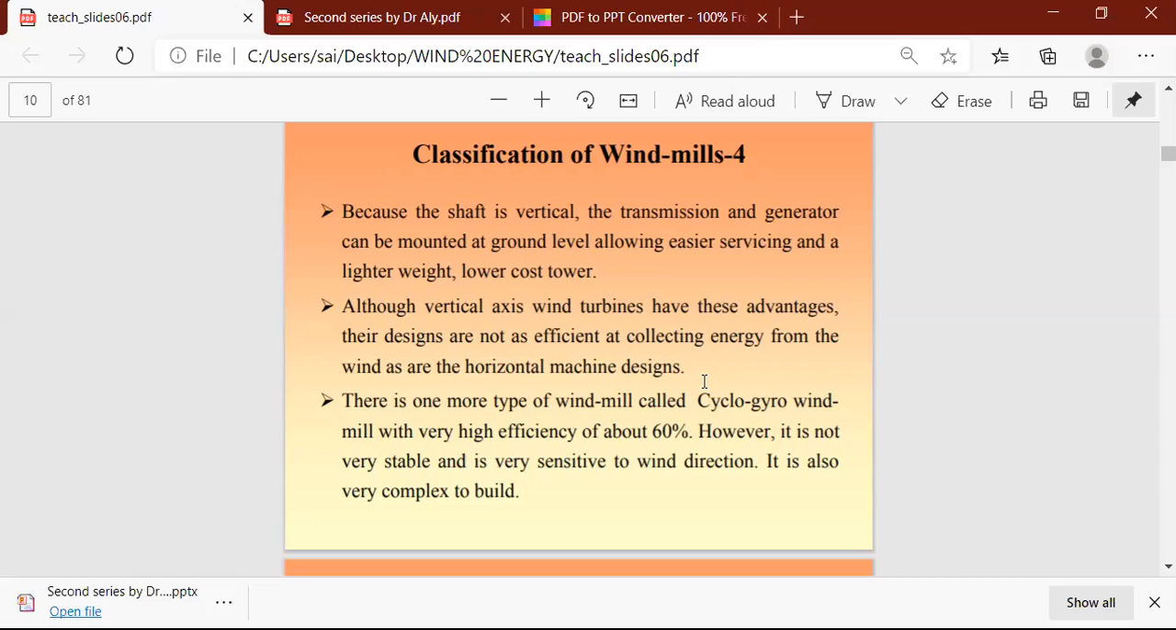Okay, in a horizontal axis wind turbine, it is mounted inside the nacelle and that nacelle is mounted over the tower. So that is costlier than that of the vertical axis wind turbine. And that tower is very light in the case of a vertical axis wind turbine, and in a horizontal axis wind turbine, that tower is very heavy.